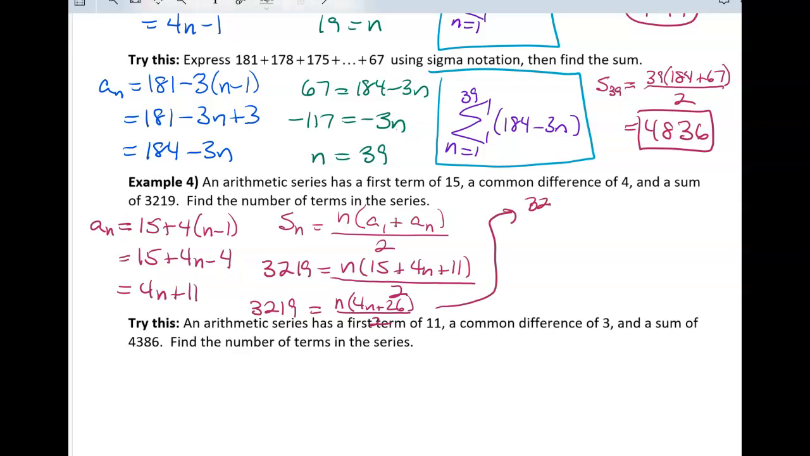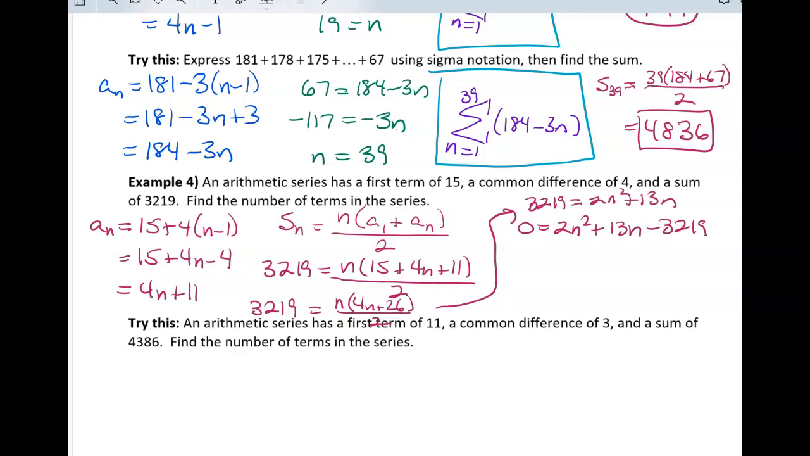So 3219 is equal to, and let's distribute both the n and the divided by 2 to both terms, 4n plus 26. So that'll give us 2n squared plus, I'm sorry, plus 13n. Forgot to divide by 2 there. That's a quadratic equation. We can solve it by bringing that 3219 to the right side of the equation by subtracting it.